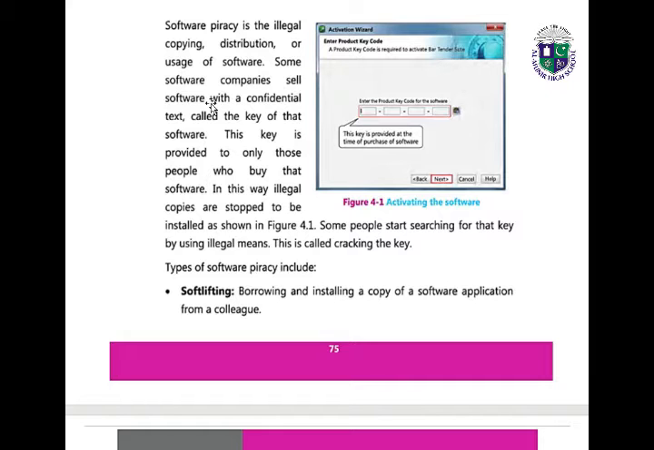Some software companies sell software with confidential text called the key of that software. So this is the definition of key of the software. This key is provided to only those people who buy that software. In this way, illegal copies are stopped to be installed. What is cracking the key? Some people start searching for that key by using illegal means. This is called cracking the key.